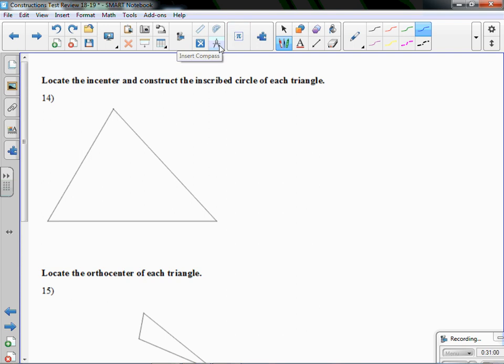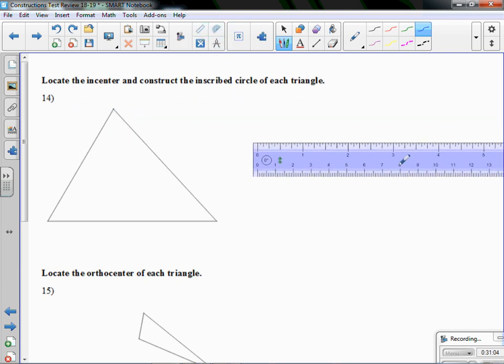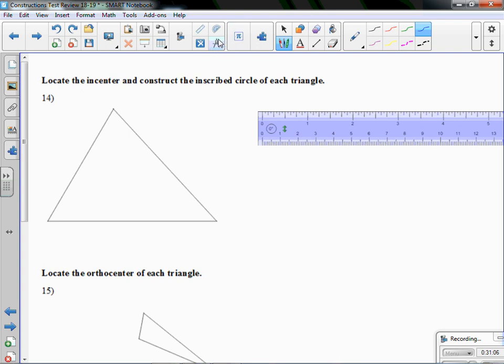Alright, so this one we are finding the incenter and constructing the inscribed circle. So first step, the incenter is the intersection of the angle bisectors, so we're going to make two angle bisectors here. So start off at the point of our compass at one of the vertices, make an arc that hits both sides.